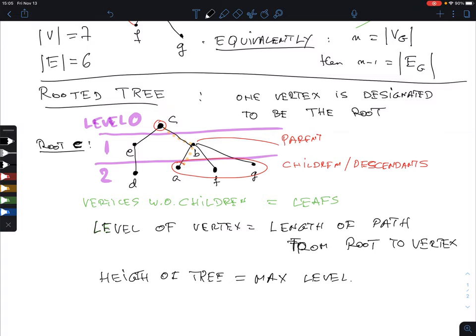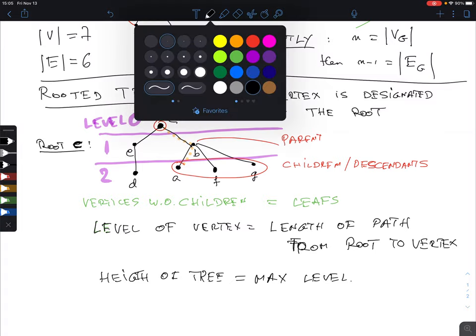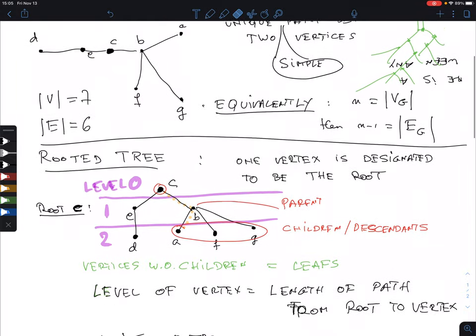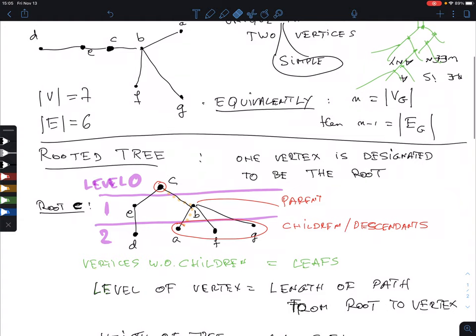Now, I keep saying, what about the root, right? But I wanted to have a bit more terminology. So let's now return to the actual tree that we had. Let's change the root, okay?